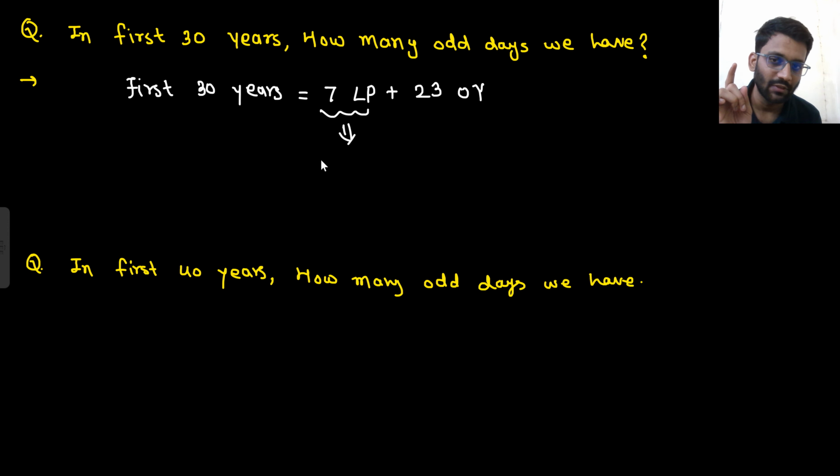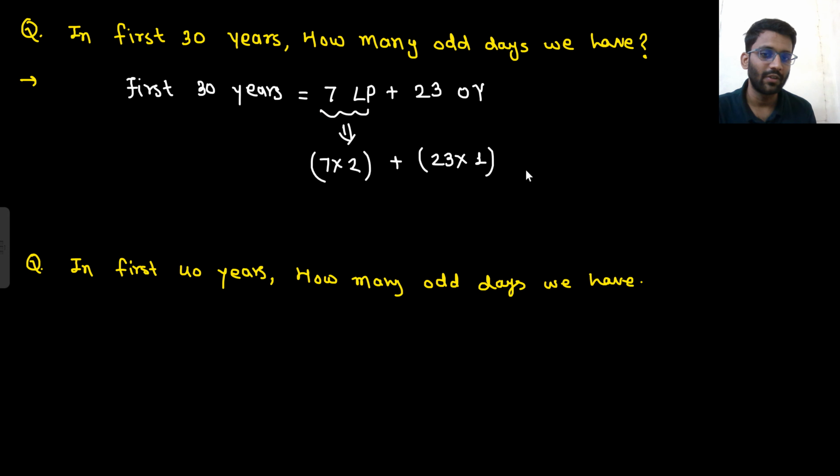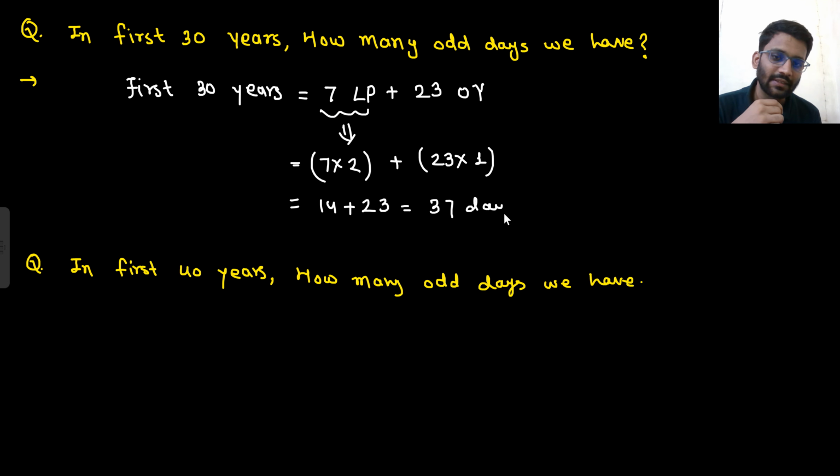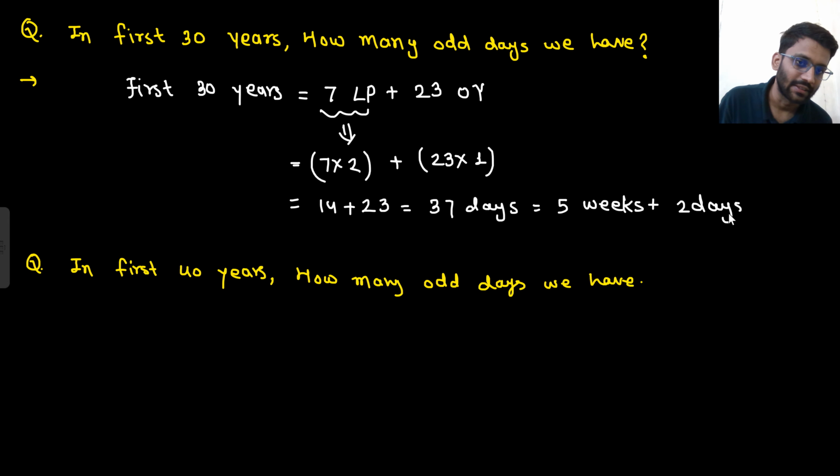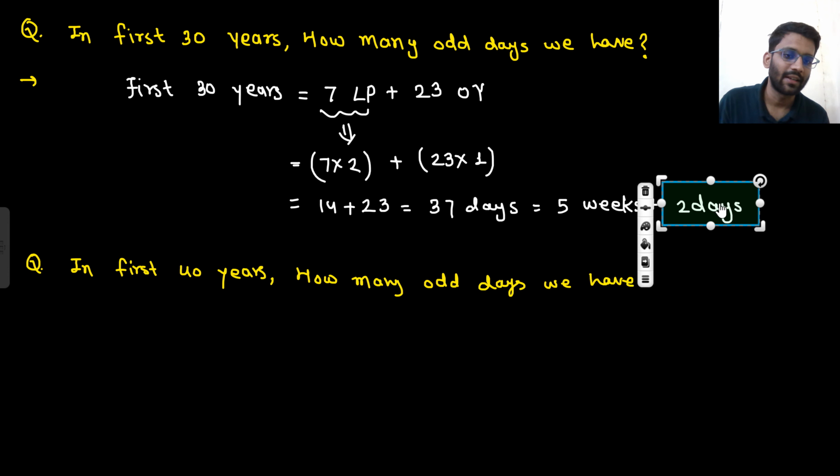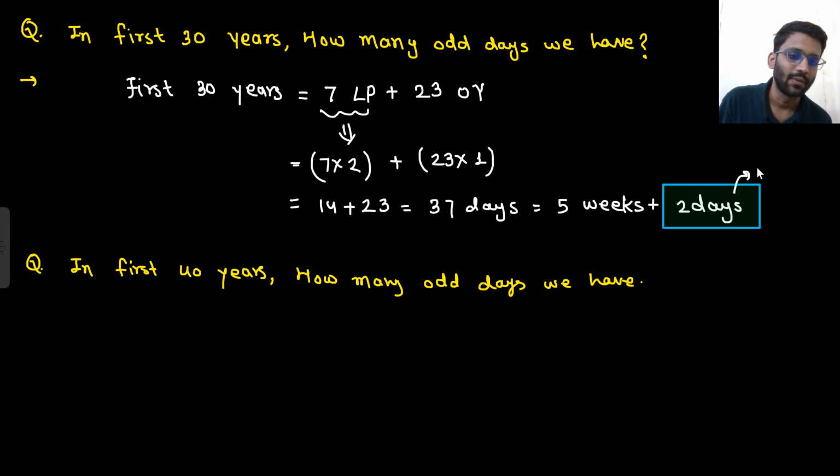So in 7 leap years, how many odd days will be there? 7 into 2 odd days, right? Plus, in 23 ordinary years, how many odd days? In every ordinary year there is one odd day, so 23 odd days. So 14 plus 23, what do you get? 37 days. Is that your answer? No, because I told you 7 days will make 1 week. So 37 by 7 gives 5 weeks plus 2 days. So 37 days is equal to 5 weeks plus 2 days. So the number of odd days is 2.